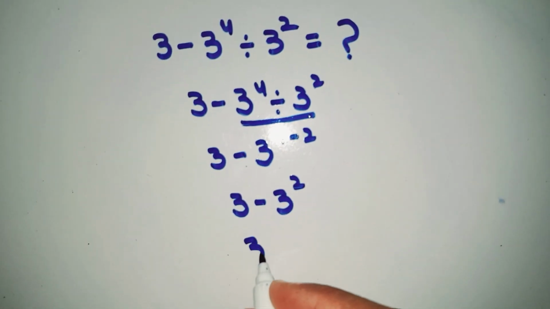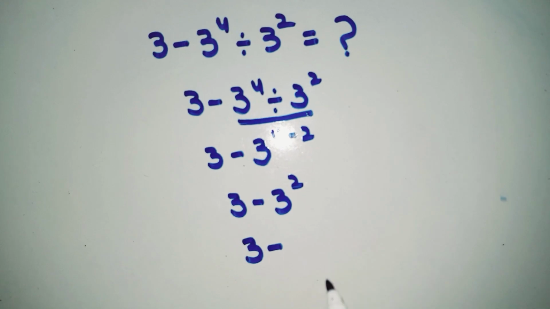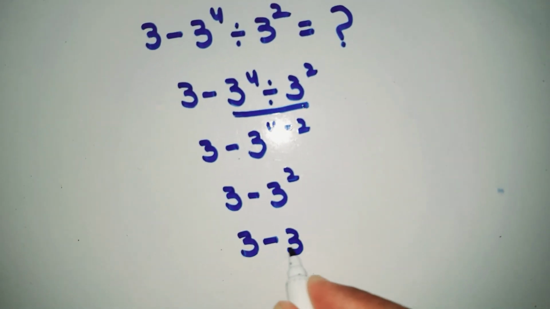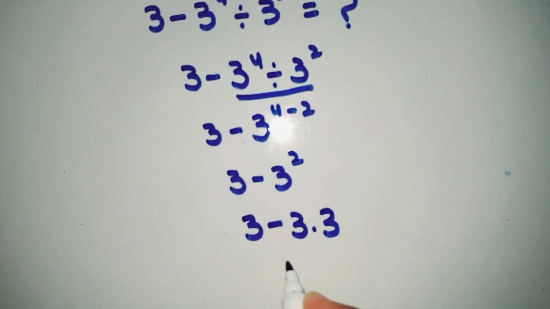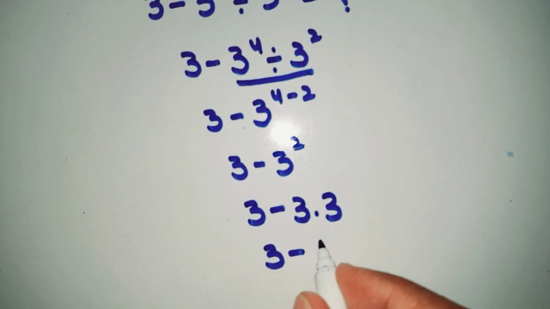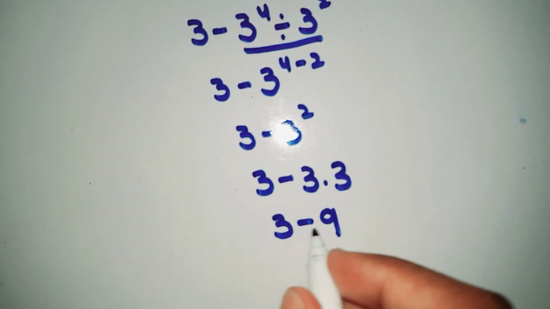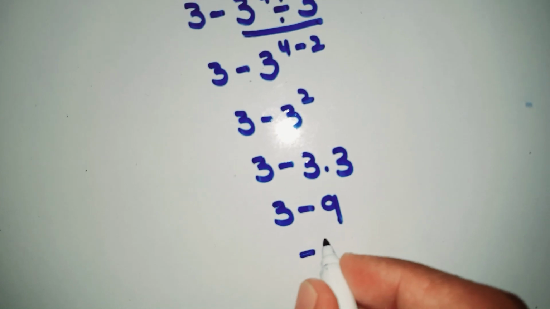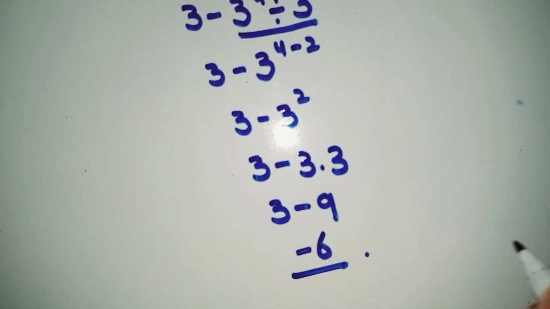So 3 minus 3 square means 3 multiplied by 3. So 3 minus 3 multiplied by 3 is equal to 9. So 3 minus 9 is equal to minus 6. So this is our answer.